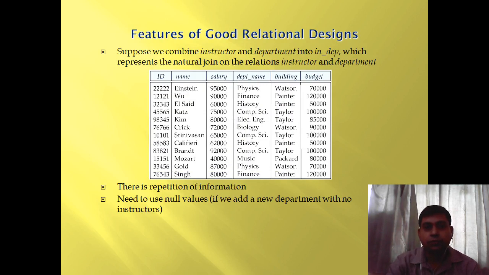Now, features of good relational design. In the case of a good relational design, the instructor and department, for example, in the same table we have combined it, which represents the natural join on the relations instructor and department, and combined we are forming this particular relation. And here there is repetition of information, and sometimes we need to use null values if we add a new department with no instructor, for example.